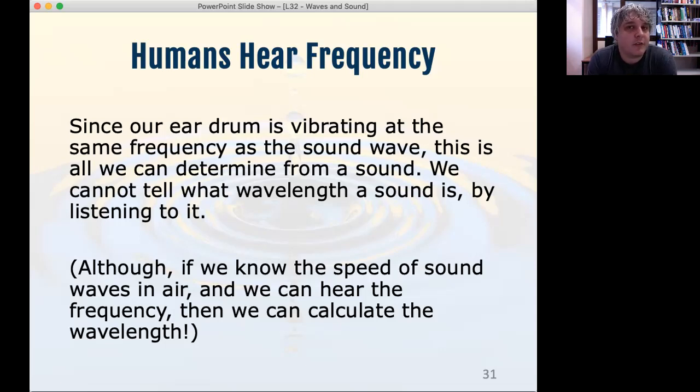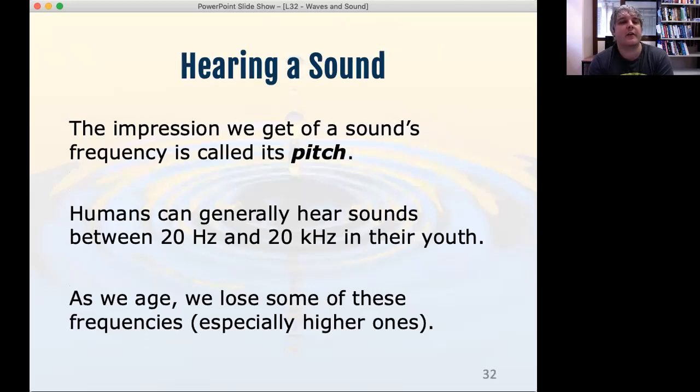That said, if we know the speed of sound, then we can calculate the wavelength based on the frequency we hear. And indeed, we often have questions and calculations along those lines.